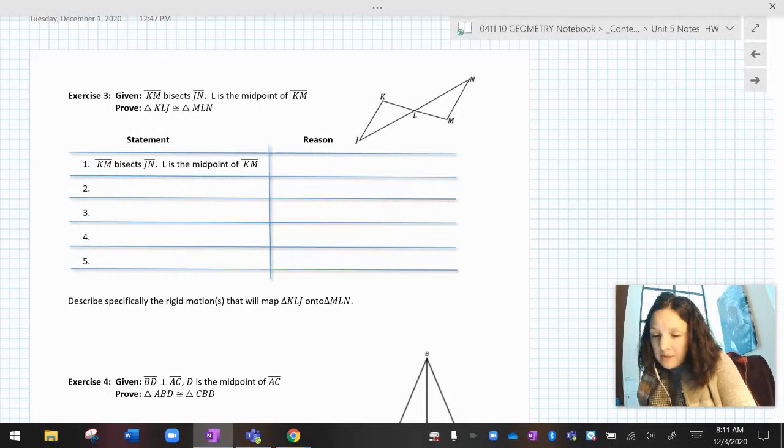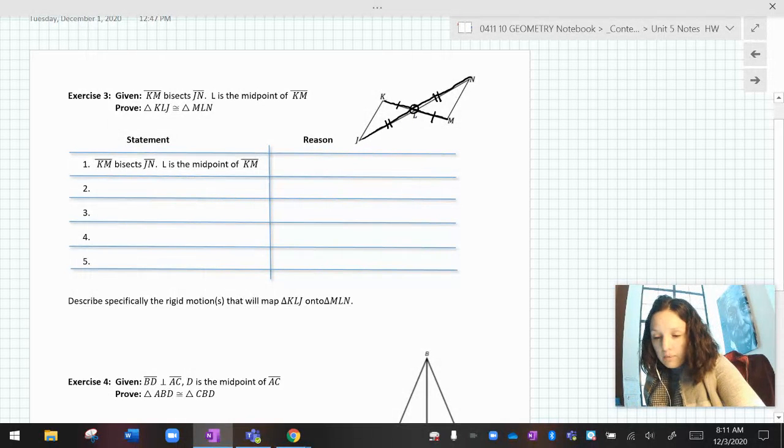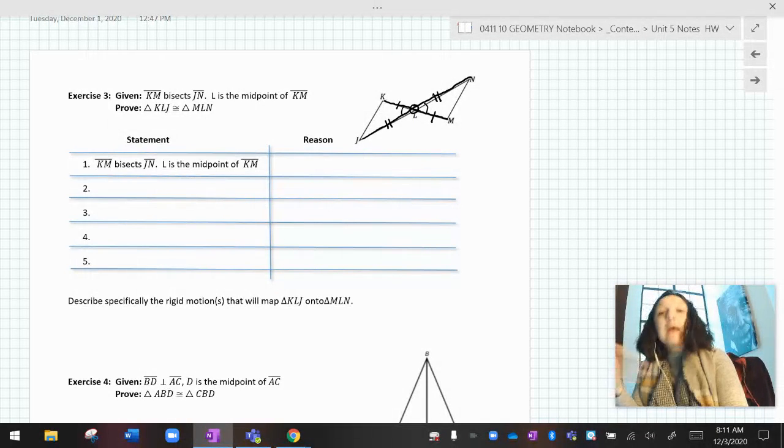All right. Now let's look at this next one. It says KM bisects JN. So this line right here cuts this other line in half. So I'm going to know that this line got cut in half. So those two parts are equal. L is the midpoint of KM. So I know that these are going to be equal. And then they want us to prove that the triangles are equal. Well, if those sides are equal and the other sides are equal, I could prove the triangles equal by SAS if I knew that the angles in between are equal. Oh, and those angles are going to be equal by vertical angles. So yeah, I think we can do this. Now we have to justify it.